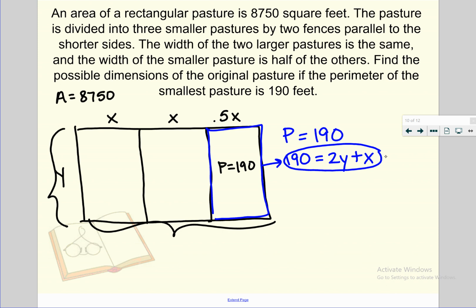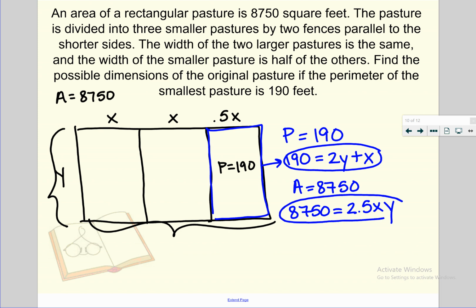Okay, my other equation is going to come from the area. My area was 8,750 feet, and that was of the original pasture. That's the big rectangle now. So 8,750 equals my length across. What's my total length across the top there? 2.5x times y. That's your second equation.